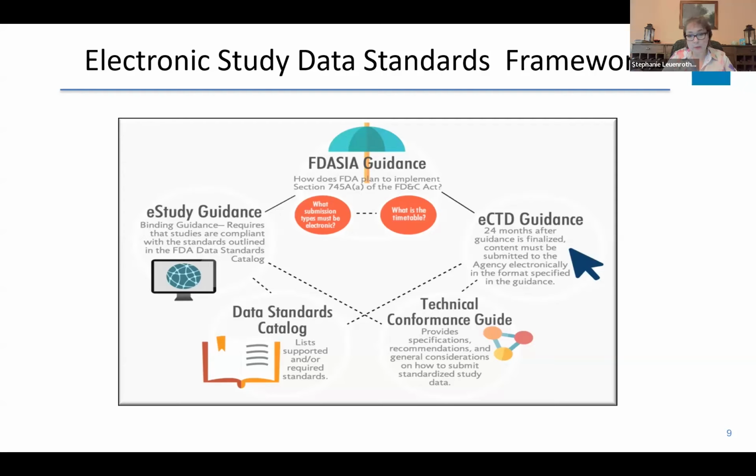Another couple of things that I will be touching upon within this presentation is that in addition to these binding guidance documents, we also have other documents that are a little bit more nimble in how we can update them and how we can communicate to industry if we have a new data standard that we are requiring, or if we have some technical information to communicate to industry as well.